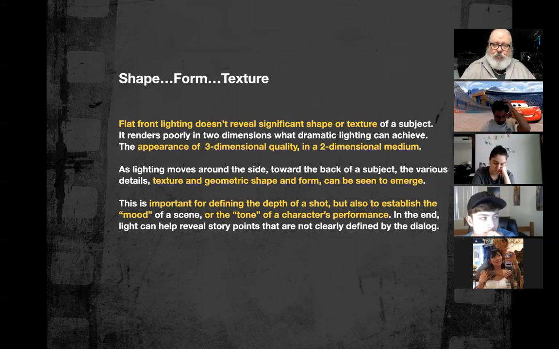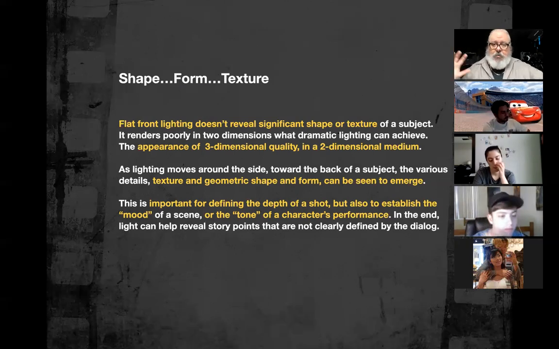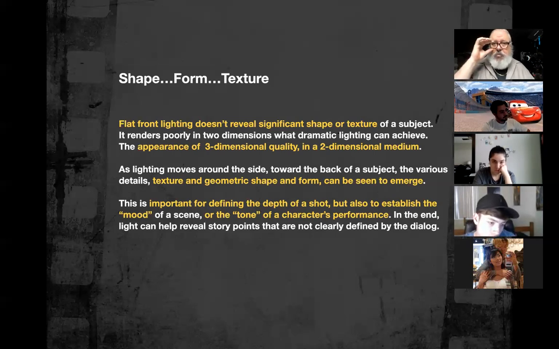Flat front lighting doesn't reveal dramatic shape or texture in your subject. It renders poorly in 2 dimensions what dramatic lighting can achieve through specific placement. Okay. So the appearance of 3-dimensional quality in a two-dimensional medium is the fundamental objective of our lighting, right? We're trying to create shape, a sense of depth. We're going to give our subjects a feeling of dimension, even though they're being projected on a flat screen or whether we're watching them on a flat monitor.